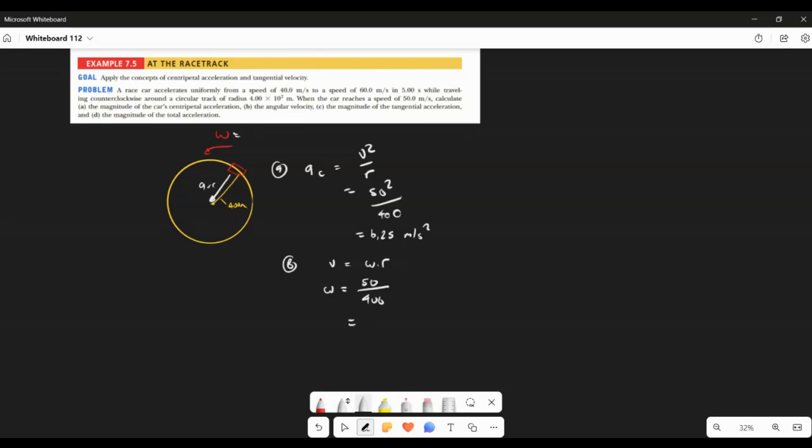All right, 0.125 radians per second. Yes, thank you. We always want units, guys. Don't just write 0.125.